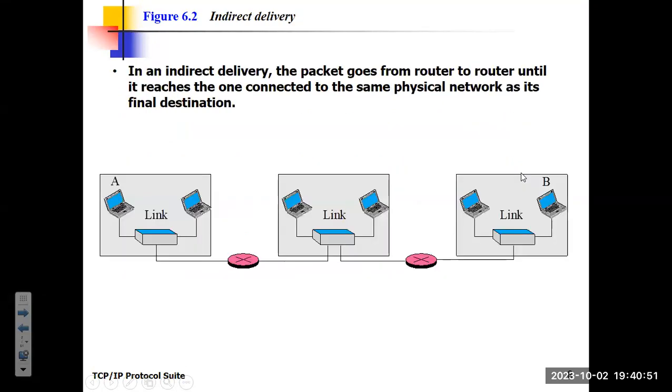So now, what is indirect? Indirect is the opposite. If it's going from hop to hop, from router to router, that's indirect. Or if it's from the source to the first router. So for example here, can you tell me, first of all, from here to here, is it direct or indirect?